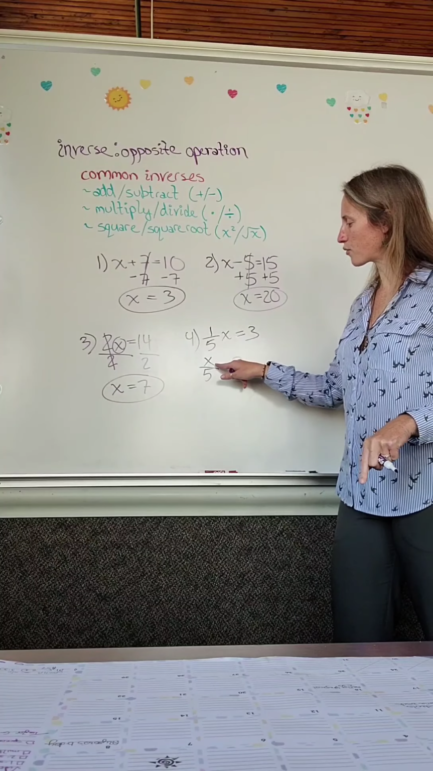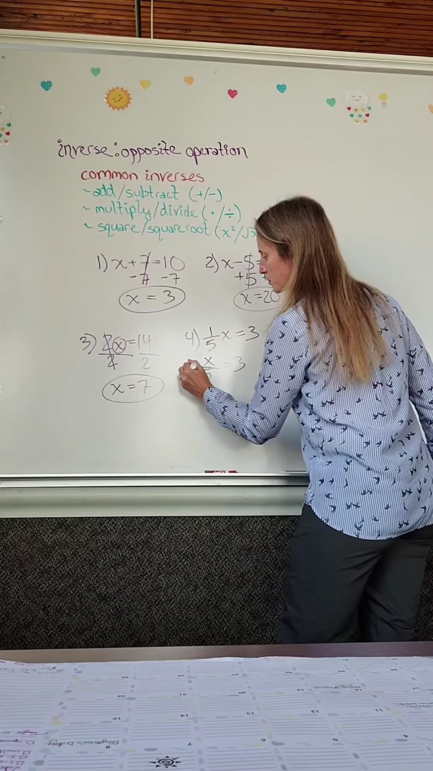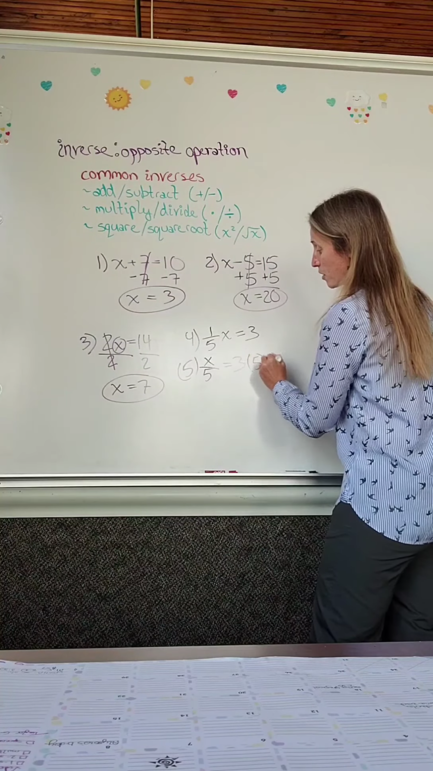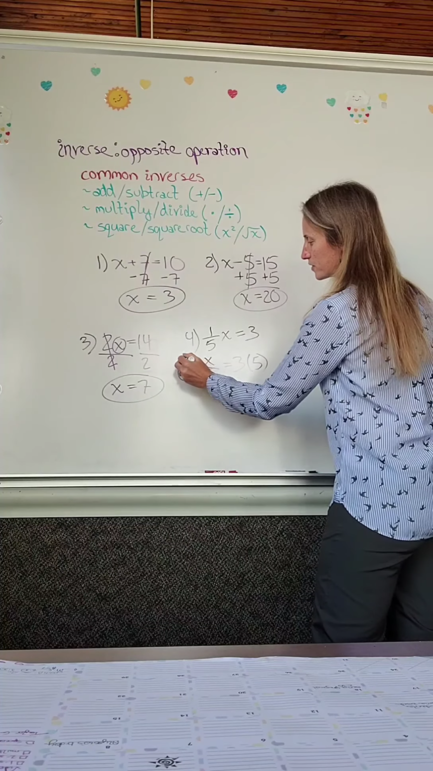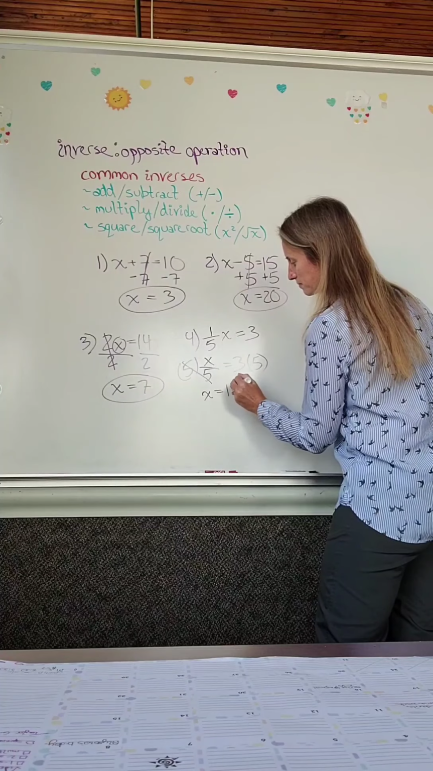So from here, if we're dividing x by 5, then our one step we need to do is we need to multiply this side by 5. Multiply the other side by 5. These guys cancel. X is equal to 15.